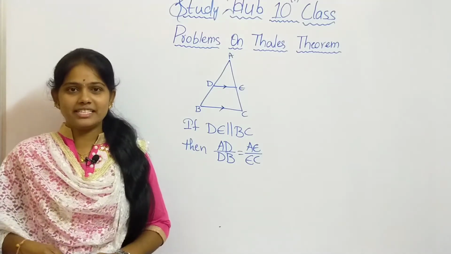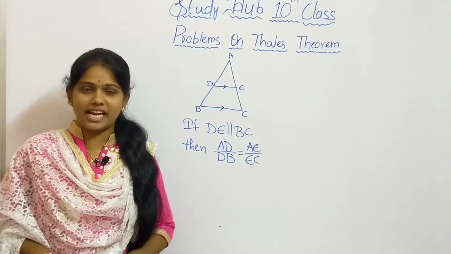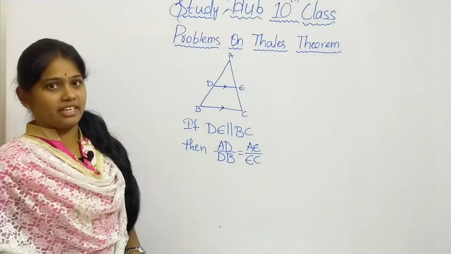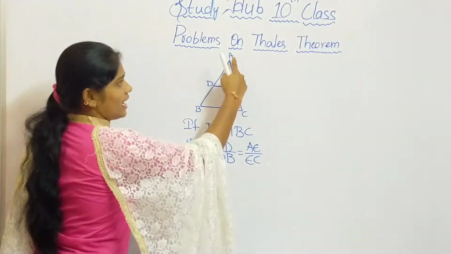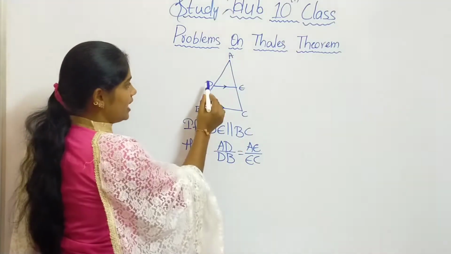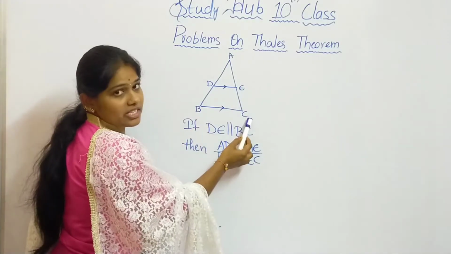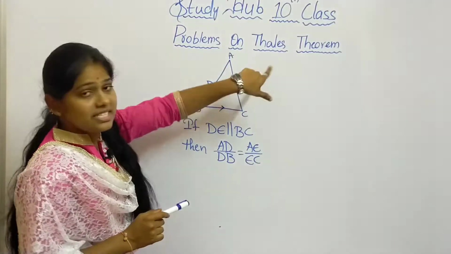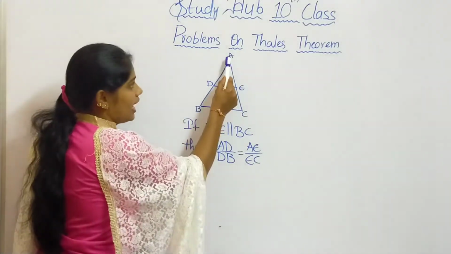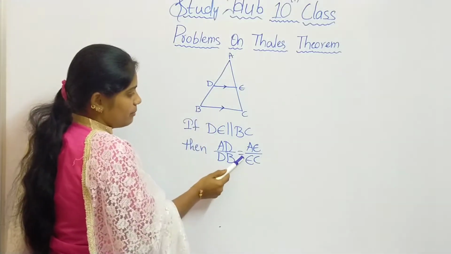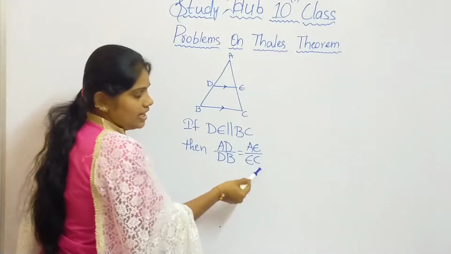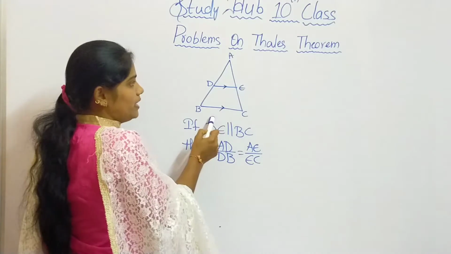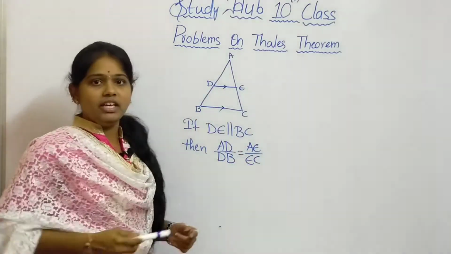This is Anusha. Let us learn how to solve problems related to the basic proportionality theorem, and these problems are also called scale factor problems. The statement of the BPT theorem: in a triangle ABC, if DE is a line drawn parallel to BC, then DE divides the remaining two sides AB and AC in equal proportion, so we can write AD by DB is equal to AE by EC. This is the statement of the basic proportionality theorem. If DE is parallel to BC, then it divides AB and AC in equal proportion.